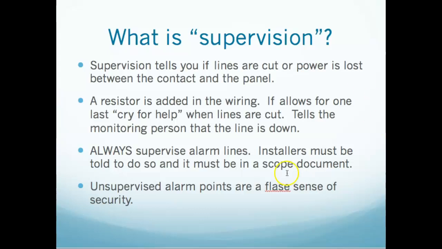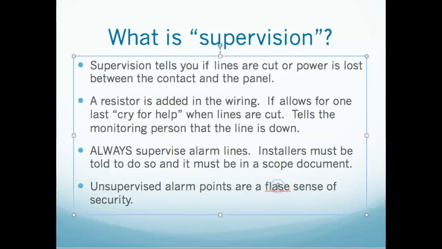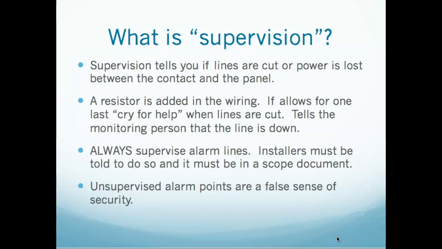Unsupervised alarms are a false sense of security, because you think that you have your building alarmed, but if somebody cuts your wires... So, when you hear about someone broke into someplace, how did they get in? Well, they cut the wires to the alarm system. If the system were supervised, someone would have been told, with that last bit of energy in that resistor, I have a problem. And so always supervised alarm points, very important for you to understand, always spec supervised alarm points.